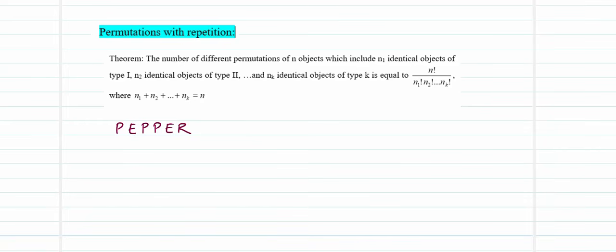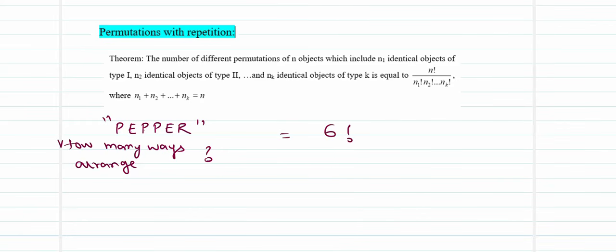In how many ways can I arrange the elements or alphabets of the word pepper? So I know that there are 1, 2, 3, 4, 5, 6 different elements I can arrange. So I can have them arranged in 6 factorial ways.